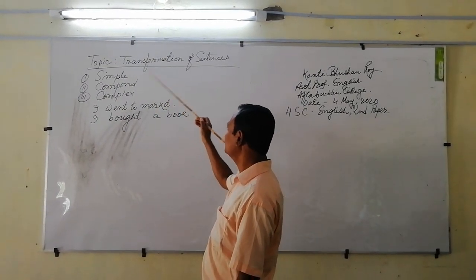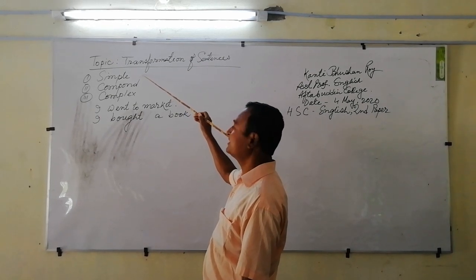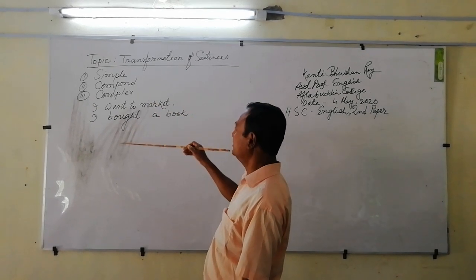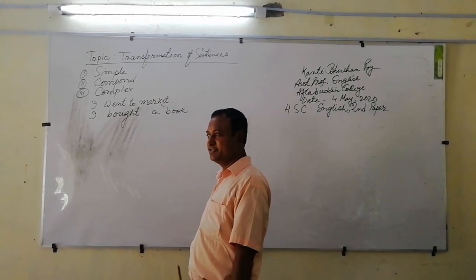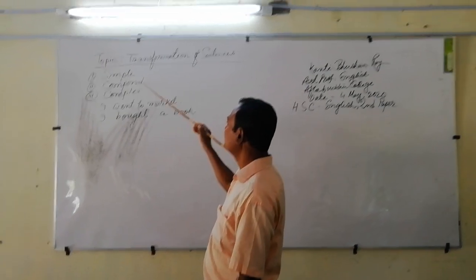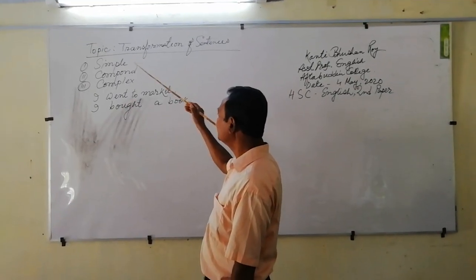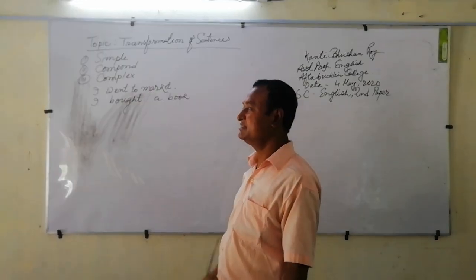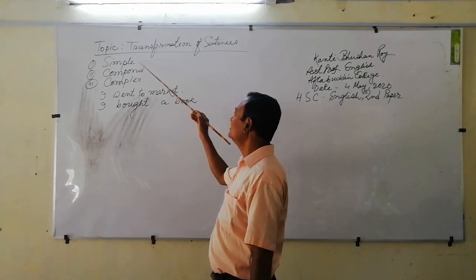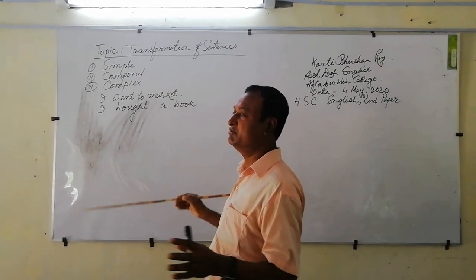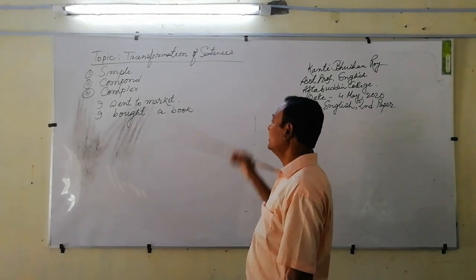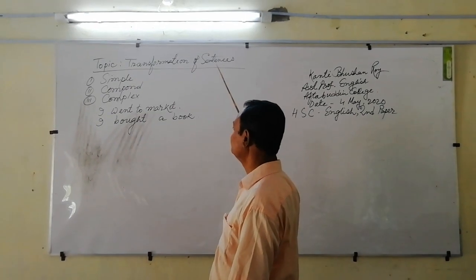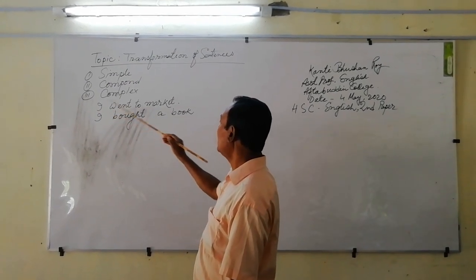Simple, what a simple sentence is, it has its own characteristics. Compound and complex, in the same way, they have their own characteristics, for which we can say differently, simple, compound, complex. A simple sentence, what a simple sentence is? It is a sentence where we find no clause, only subject and finite verb and extension. Here a sentence, you see, I went to market.